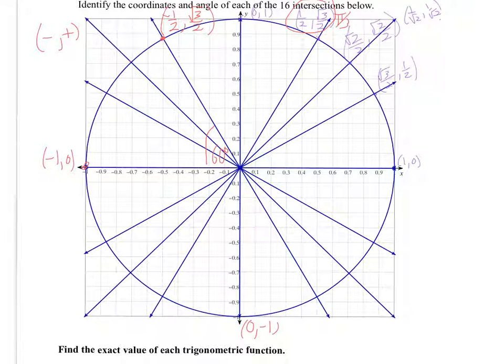The same is true for my next value, which reflects my 45 or pi over 4. Looking at that, we had root 2 over 2, root 2 over 2. Here we'd have the same thing, but with a negative x, so negative root 2 over 2, positive root 2 over 2. Moving onward, we have our pi over 6 mirror. This is going to be a negative root 3 over 2, positive 1/2.